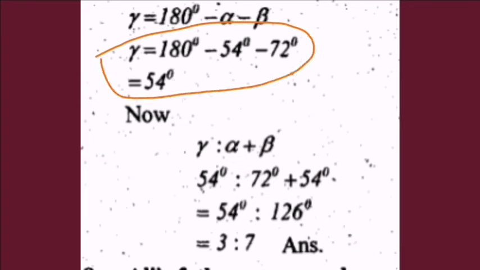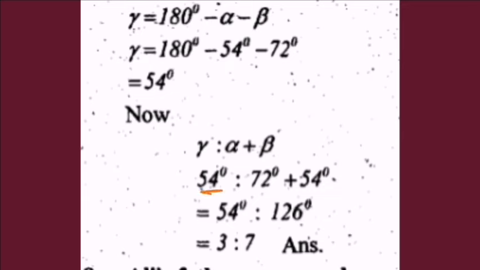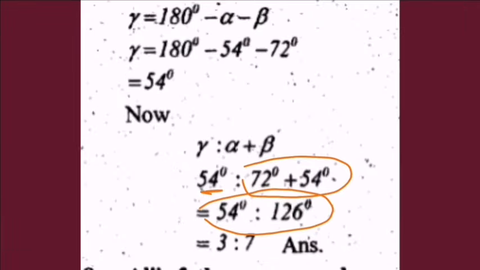By putting the values of alpha and beta, we get gamma as 54 degrees. So the ratio of the third angle to the sum of the first two is 54 degrees ratio 72 plus 54 degrees, which is 54 degrees ratio 126 degrees. By simplification, this is equal to 3 ratio 7.